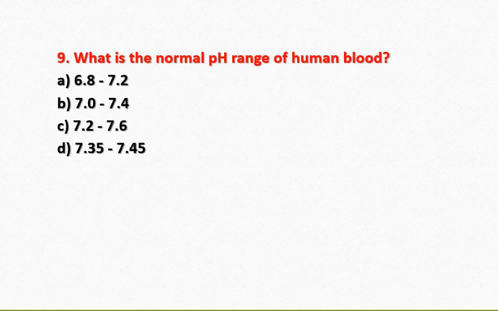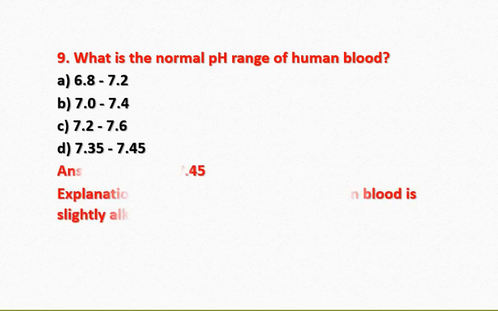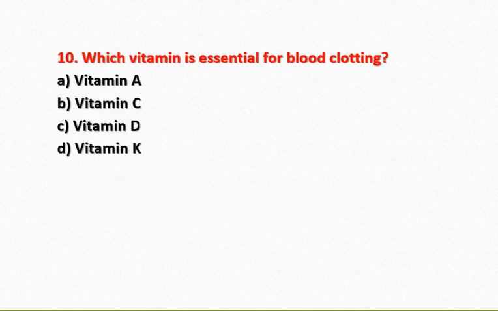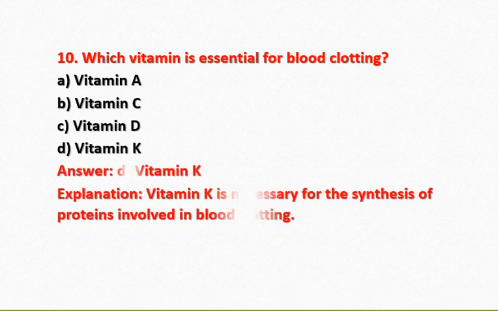What is the normal pH range of human blood? Correct answer is option D, 7.35 to 7.45. Which vitamin is essential for blood clotting? Correct answer is option D, vitamin K.